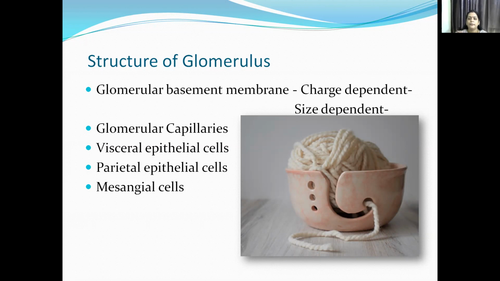That is, the filtration is dependent on the size. So whenever there is a very large macromolecule like laminin or fibronectin, all these macromolecules or collagen, they are not going to go through the glomerular basement membrane. So that's how a part of the glomerulus, that is the glomerular basement membrane, will help in the filtration. And the glomerular capillaries, I told you, have fenestrated endothelium.